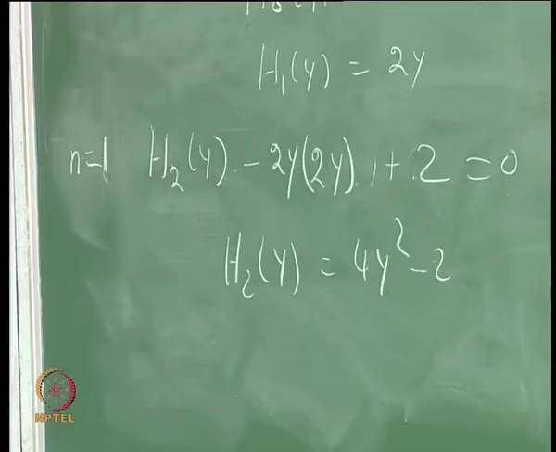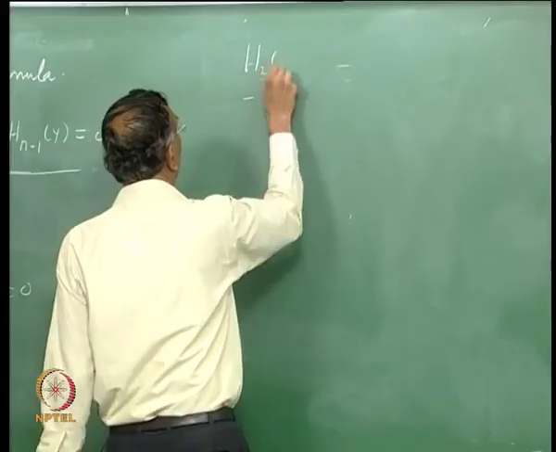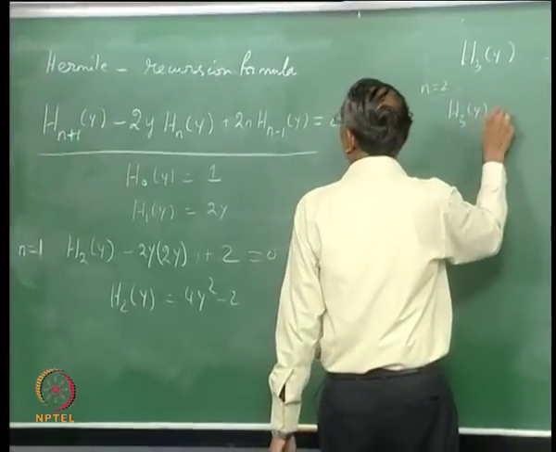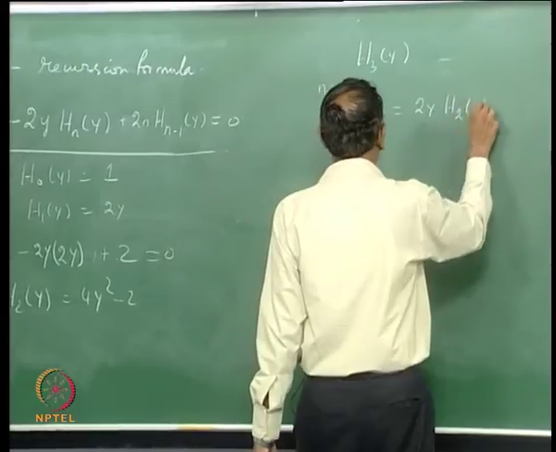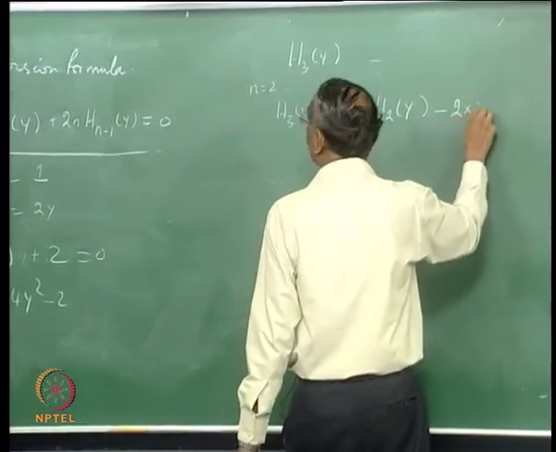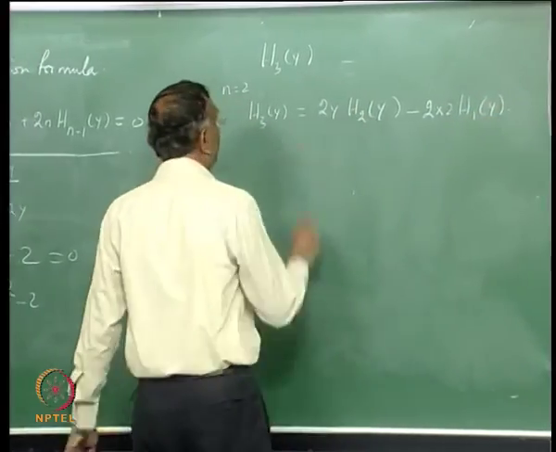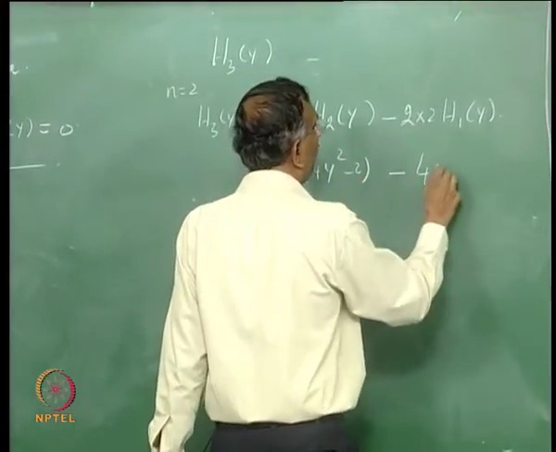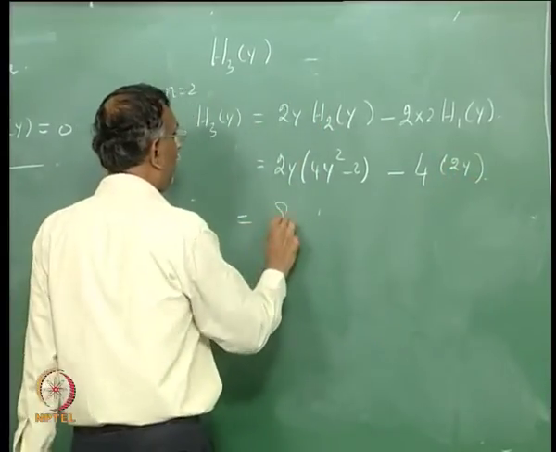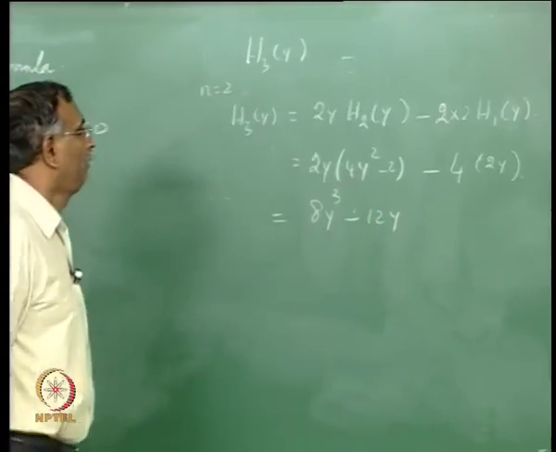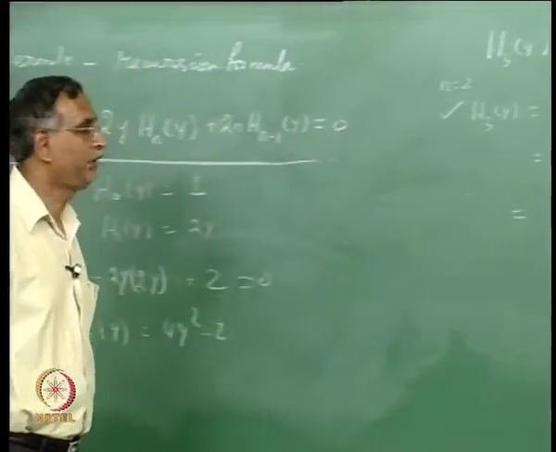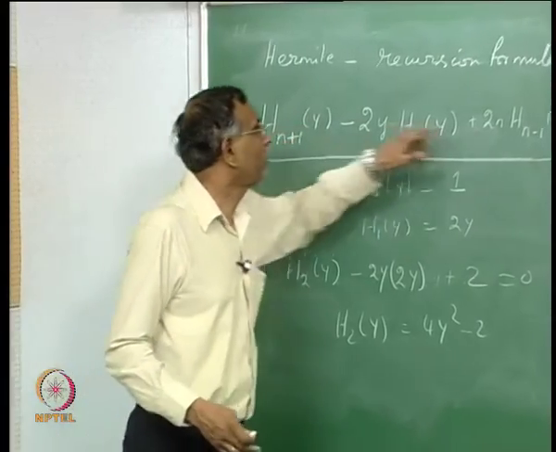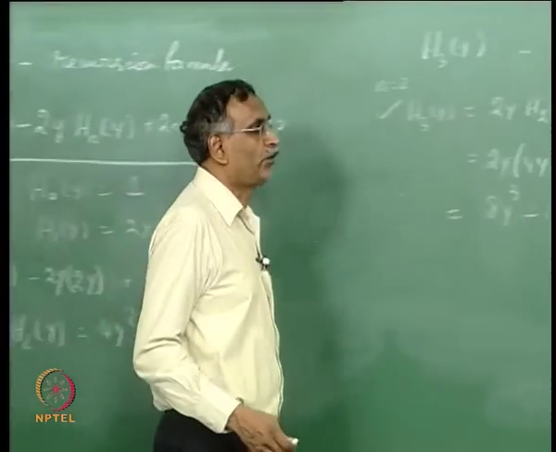And in the same way, you can immediately write H3 of y also, with n equal to 2. So if you do that, H3 of y is 2y times H2 of y, minus 2 into 2 H1 of y, because n is 2. And you can see immediately that it is 2y into 4y squared minus 2, minus 4 into 2y. So that gives you 8y cubed minus 12y. So this is also something that we wrote down. Okay, so you can construct all these polynomials just from the first and the second one using this recursion formula, which is one of the things worth remembering.